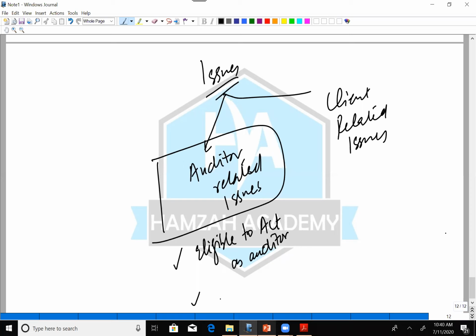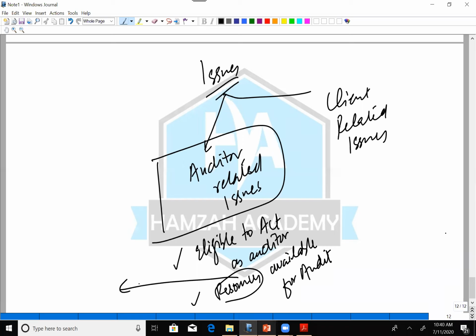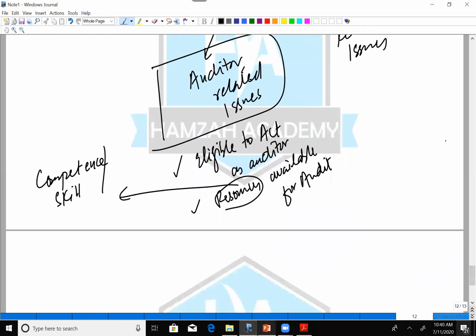Second, the auditor needs to check whether resources are available for the audit or not. Now, what is meant by resources? Resources means competence, skill, and enough team members, staff. Whether sufficient staff is available or not. If they are not available, whether the auditor can make them available, so resolvable? If not resolvable, then of course, cannot accept the audit.